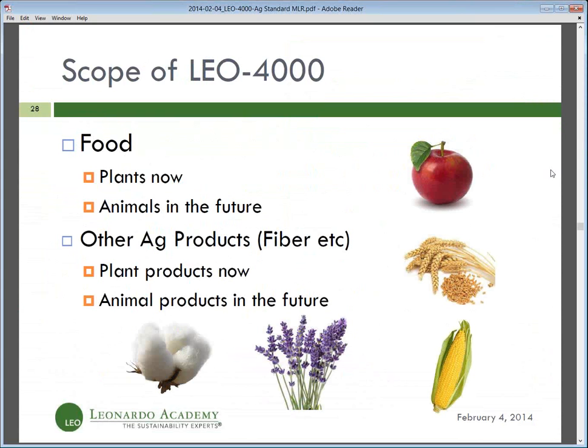The scope of Leo 4000 currently is plant products, it's plant crops. In the future, Leo 4000 will also address animal production. It's important to remember that plant crops include both food crops and crops that are used for other purposes like fiber.